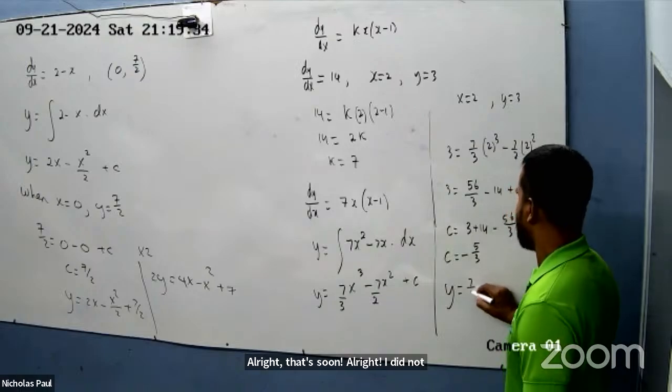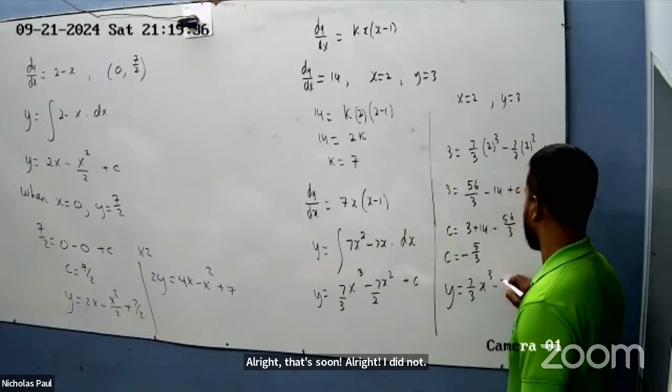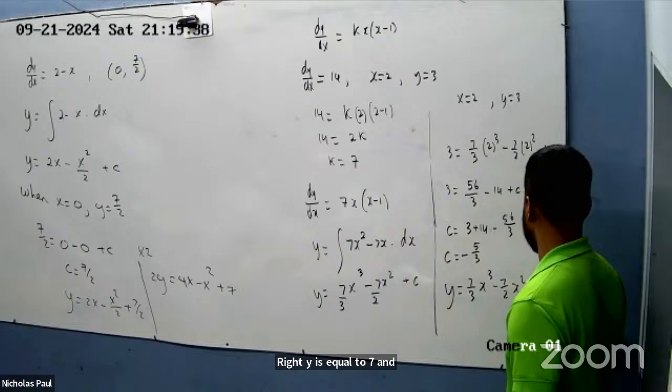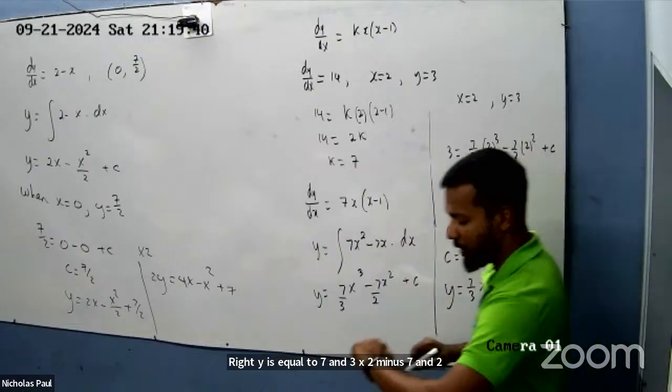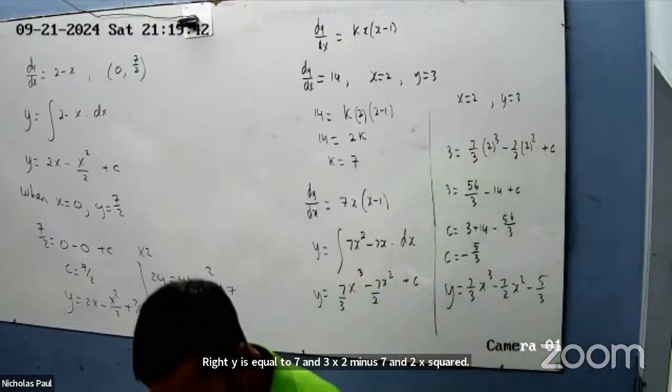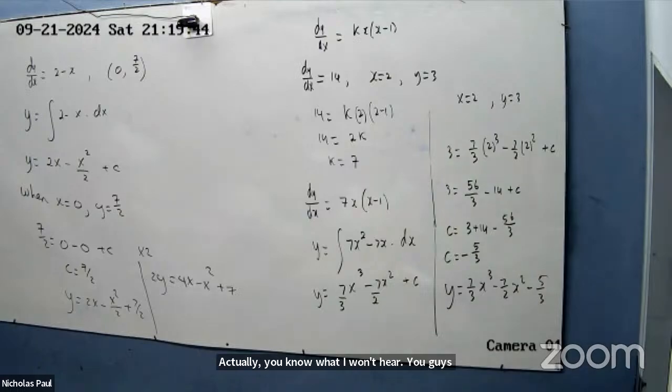Right, y is equal to 7 over 3 x cubed minus 7 over 2 x squared. Actually, you know what? I won't start the areas. I think we'll do area and volume later. Let's just go back to the handouts and do one more.